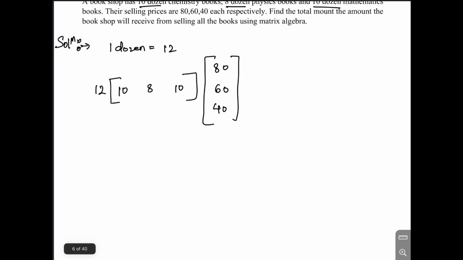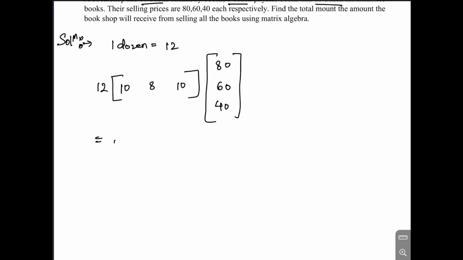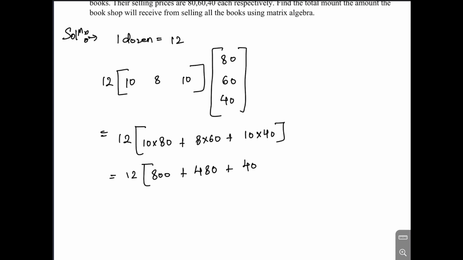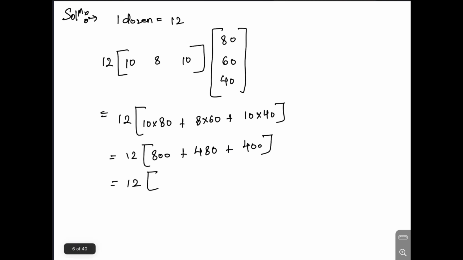Now we'll try to multiply here. 12, 10 into 80 plus 8 into 60 plus 10 into 40 here. So 12, 10 into 80, which gives 800, plus 8 into 6 is 48, 0, 0. So 10 into 40, which gives 400.